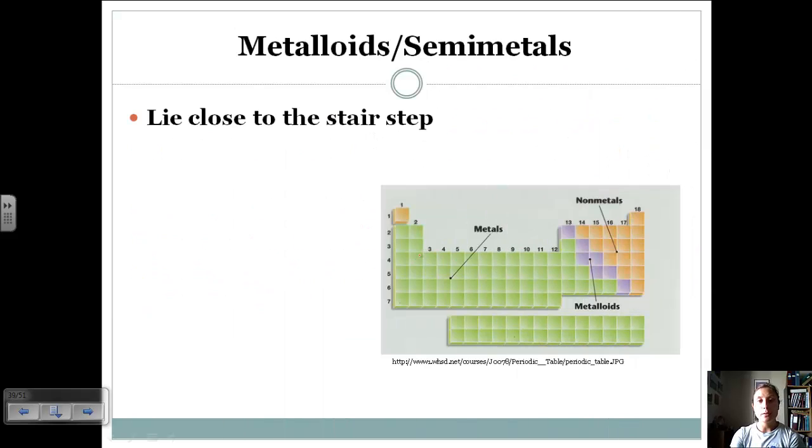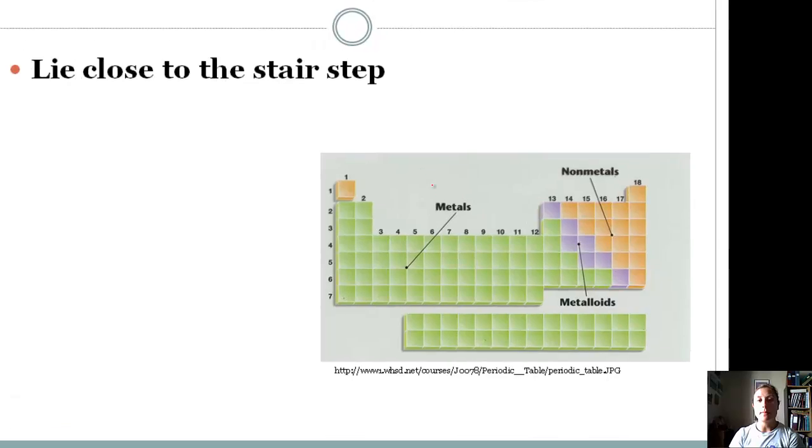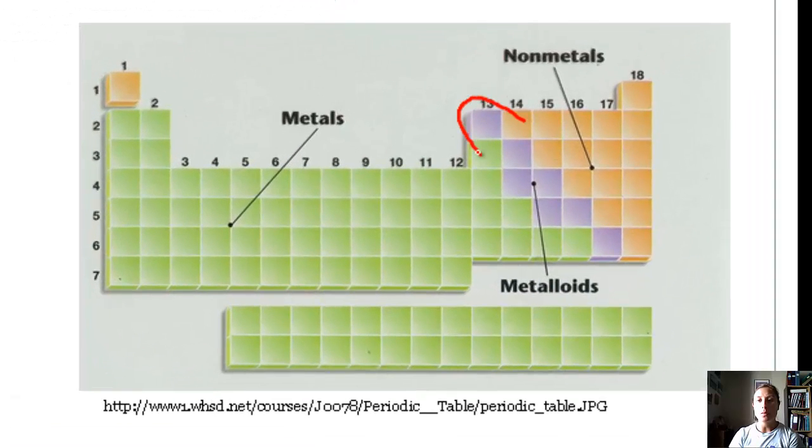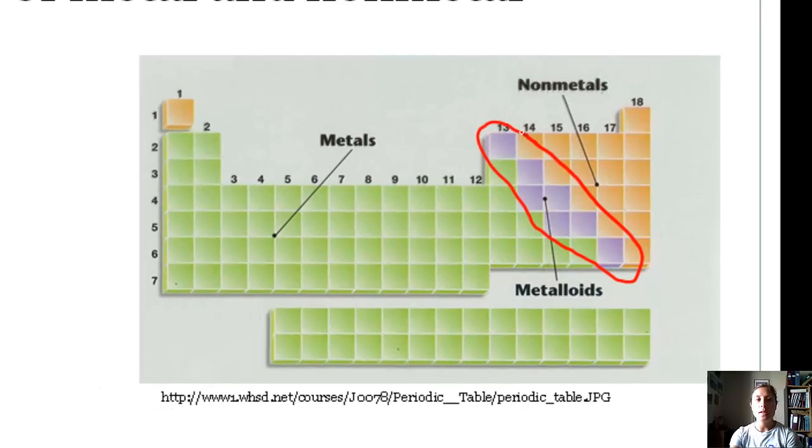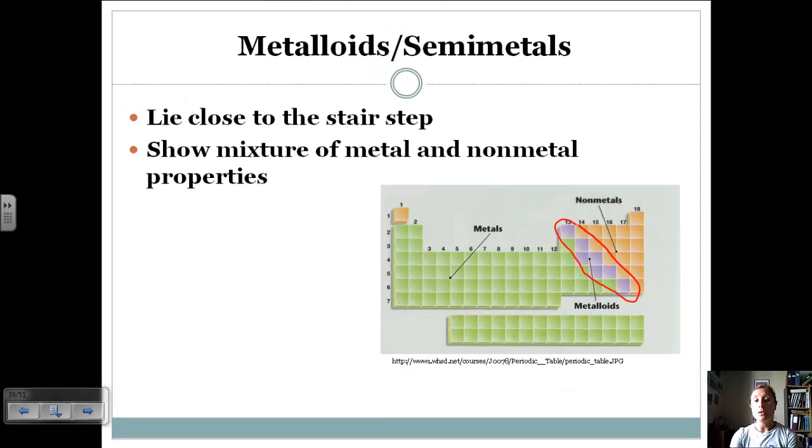Okay, the third group are the metalloids, or the semimetals, and these lie close to what we call the staircase step on the periodic table, so they're the purple ones in this picture. Because they're metalloids, they are a combination of the properties of a metal and a nonmetal. So maybe it's a good conductor of heat and electricity, but it's very fragile and will break, and that's a nonmetal property with a metal property.